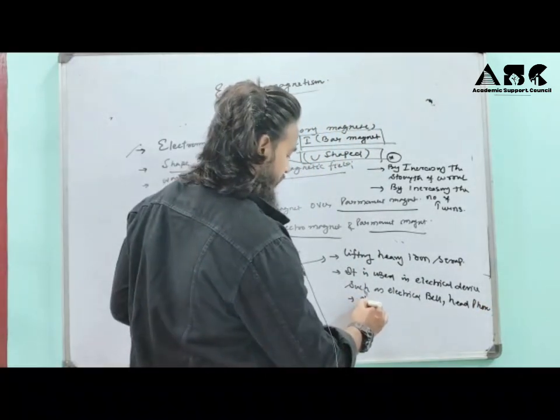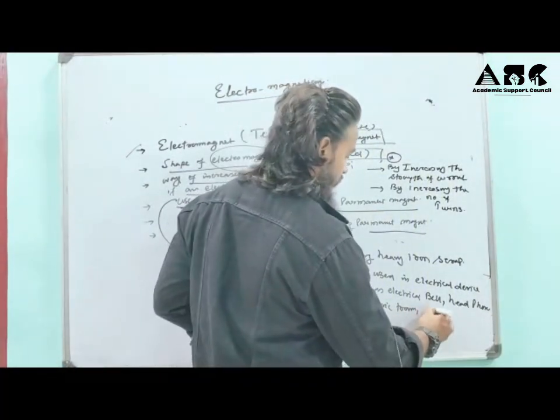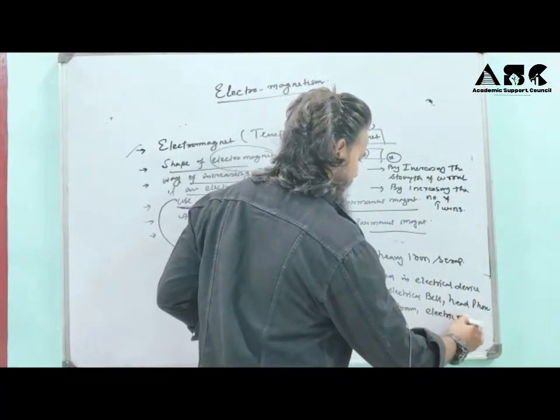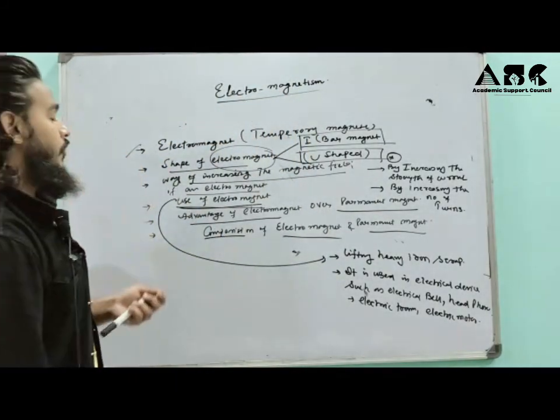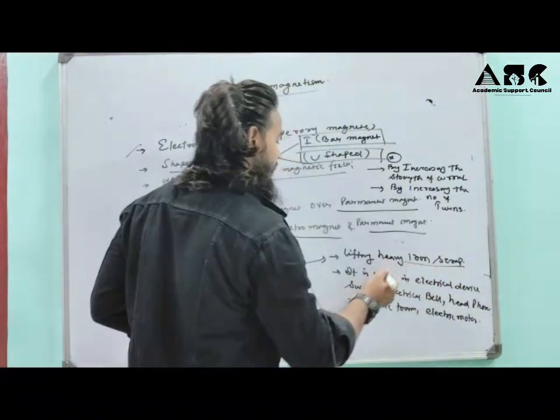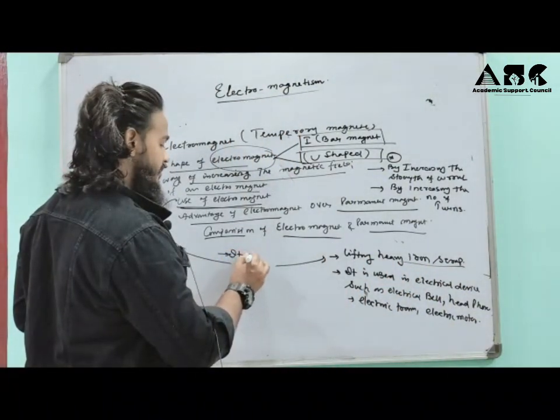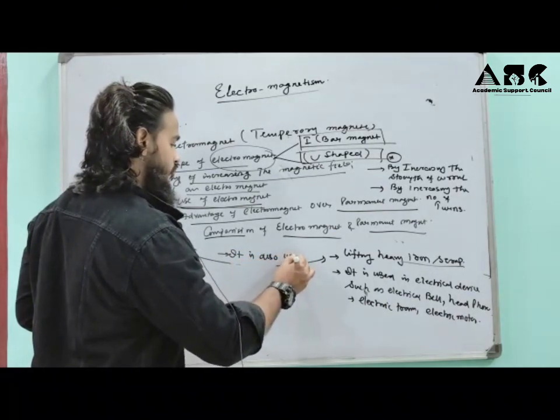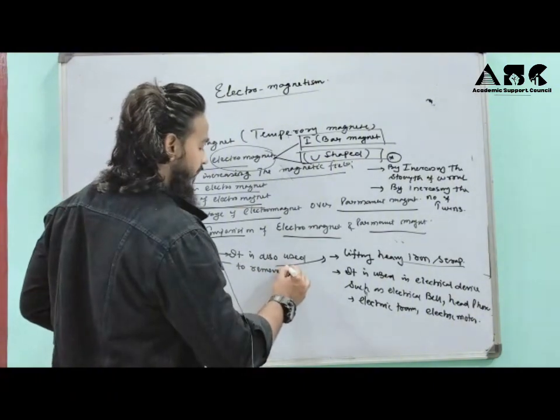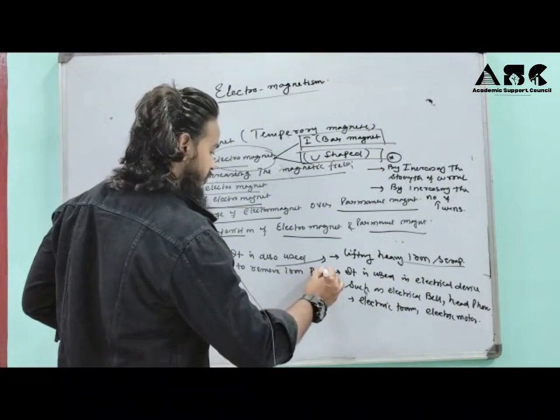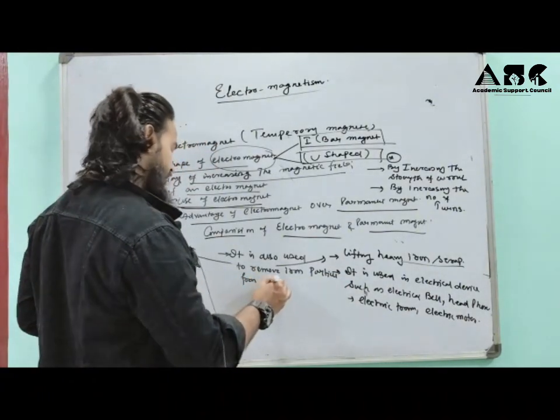Headphone, you see that drum, motor, and there's a different place where we can use the electromagnet. Lifting heavy iron scraps, it is used in the electrical device. It is also used to remove iron particles from any wounds.